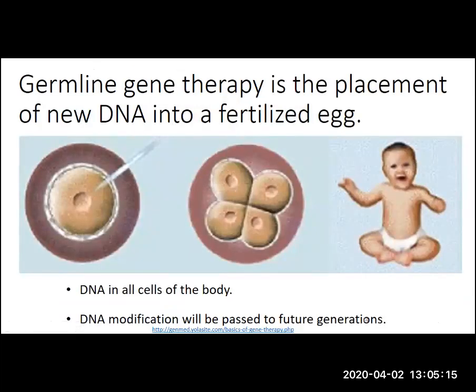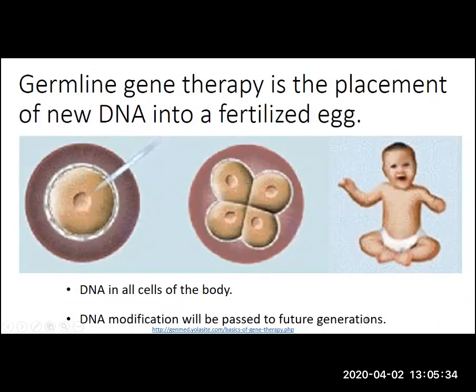So the concept with germline gene therapy is that we're going to take the corrected DNA and insert it into the equivalent of a fertilized egg. It's going to be incorporated by the DNA within the fertilized egg, and then as that egg develops, all of the cells are going to have that corrected DNA.